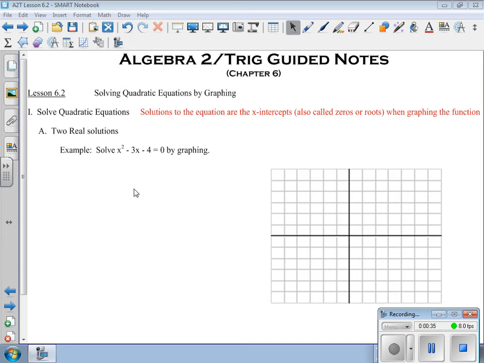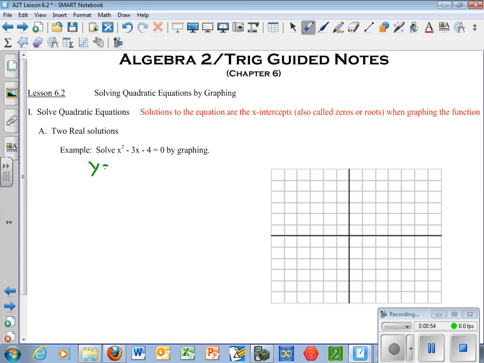So in this first example, we're going to end up with two real solutions. If they ask you to solve the quadratic equation x squared minus 3x minus 4 equals 0 by graphing, we want to think of graphing the function y equals x squared minus 3x minus 4. A quadratic equation is usually set equal to 0, but if we're going to do it by graphing the function, then we replace that 0 with a y. We're going to make a table here.